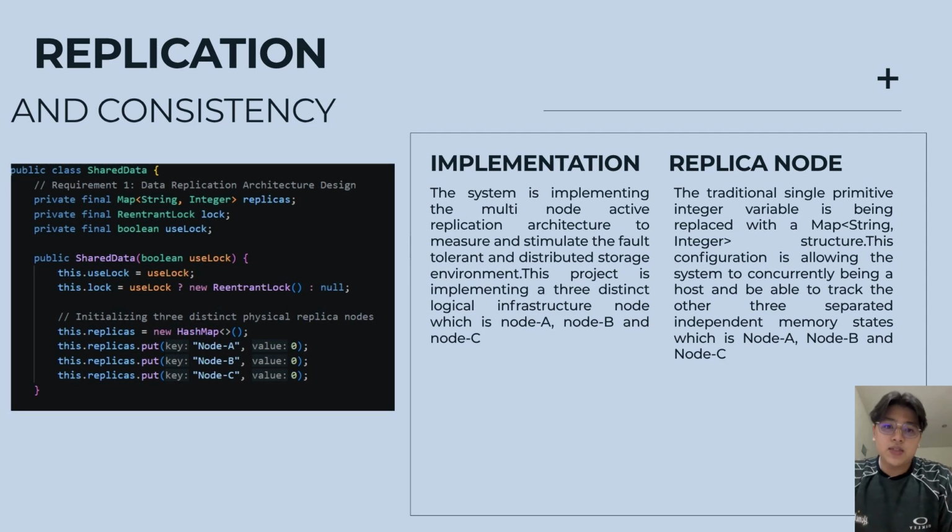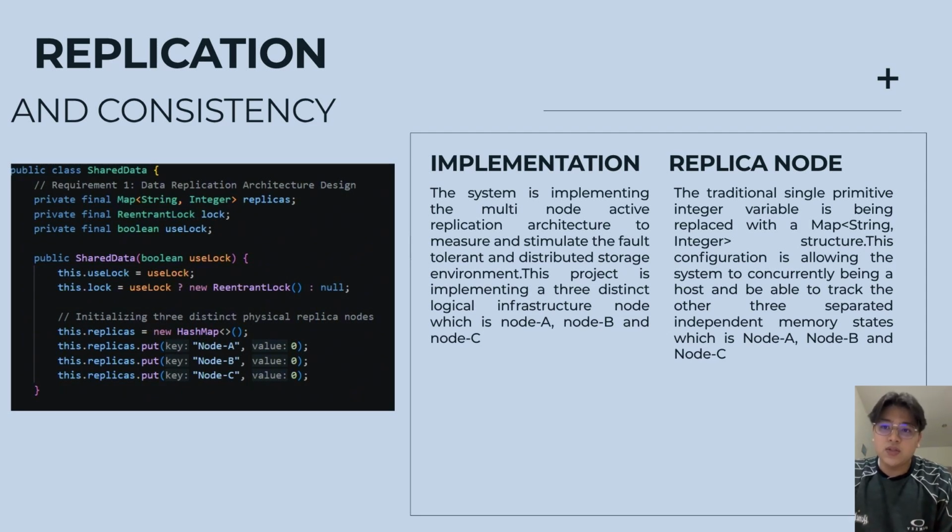So basically for this project, we are implementing a multi-node active replication design. As you can see, we have 3 nodes, which are node A, node B, and node C. For the sequential consistency implementation, we rely on a ReentrantLock object. When the simulation runs with locking enabled, the mechanism enforces strict mutual exclusion boundaries. At the same time, it ensures that every replica transitions through the exact same execution sequence without any data conflicts.